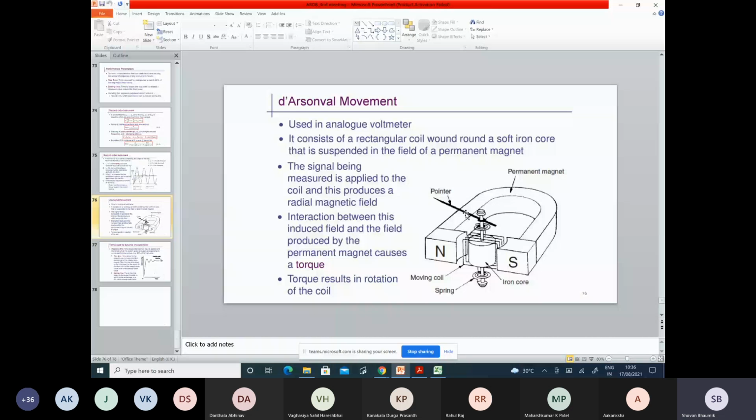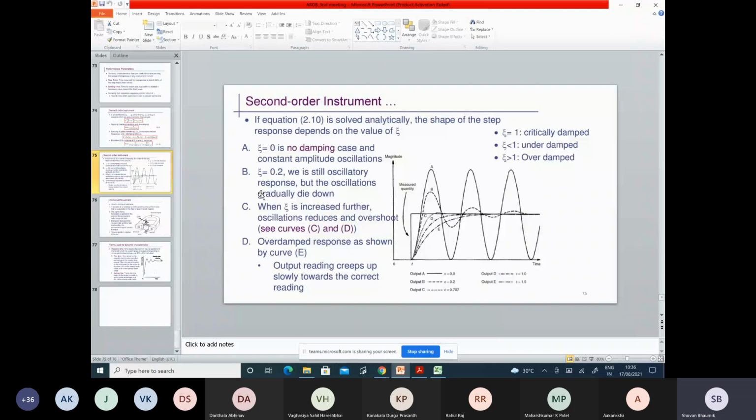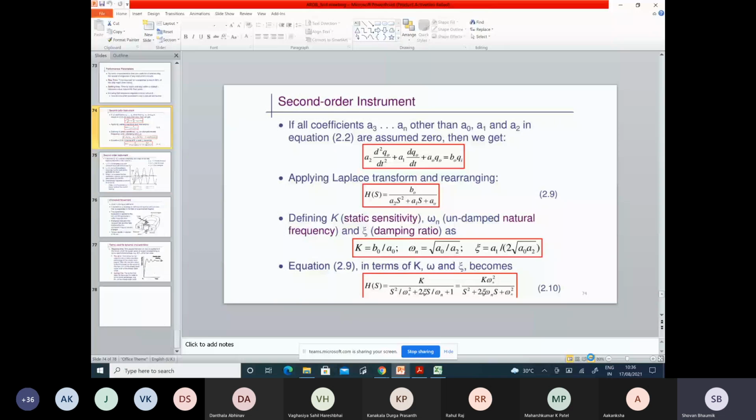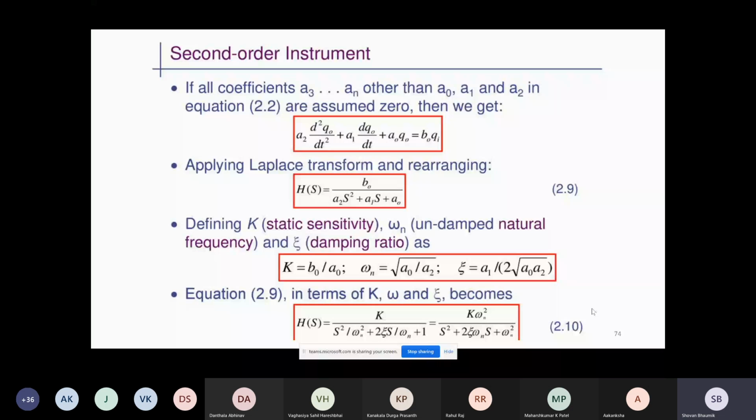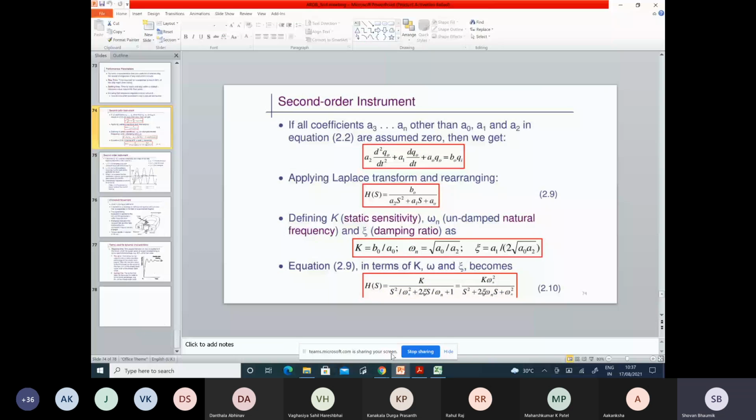So how will we get the output of a second order system? You have a system like this, equation 2.10, and you know that Q0 will be this expression times Qi. Now if Qi is a step input, and you do the Laplace transform, you will get 1 by S, and then you multiply it with the step input and do the Laplace inverse, and you will get a time domain expression. Let me see if the expression is written in the book or not.